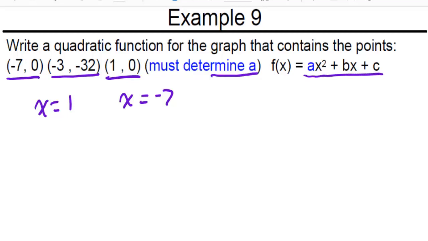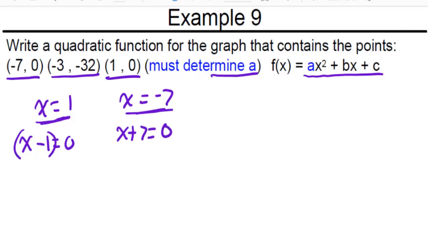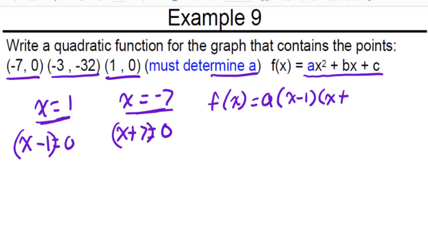But in order to do that, I got to start with two binomials, and that's actually pretty easy to do because you just take the solution here, force it to equal 0, so x minus 1 equals 0, and there's your first binomial. And then force this one equals 0, so x plus 7 equals 0, and there's your second binomial. So now we know that f of x equals a times x minus 1 times x plus 7. I just need to solve for a and then distribute everything back out.